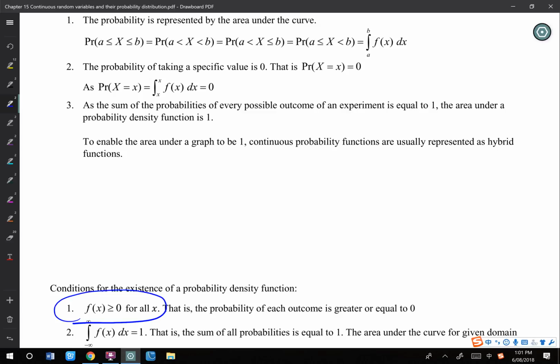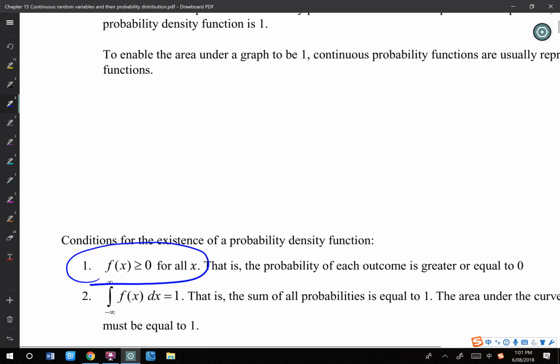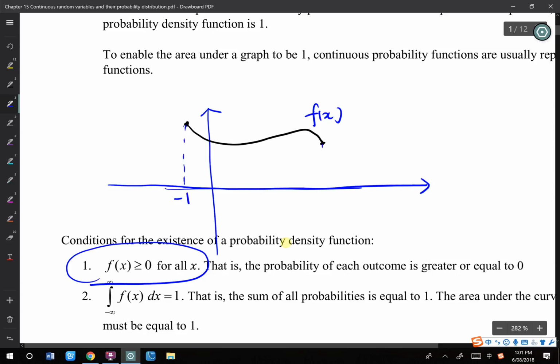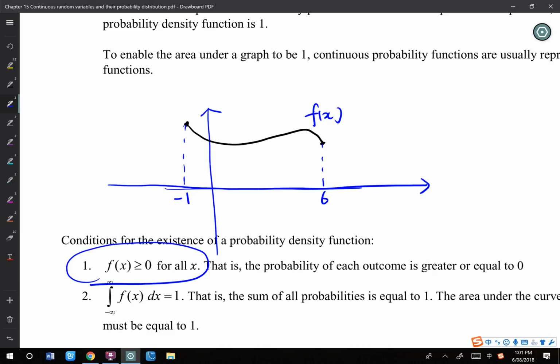So how do we use a density function? Why is it important? How do we calculate probability by using a density function? I will just draw a density function for you. This is a density function f(x). For example, this point is -1, this point is 6, so the domain is -1 to 6. We only measure things from -1 to 6.